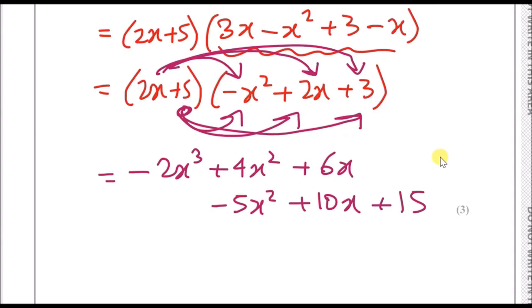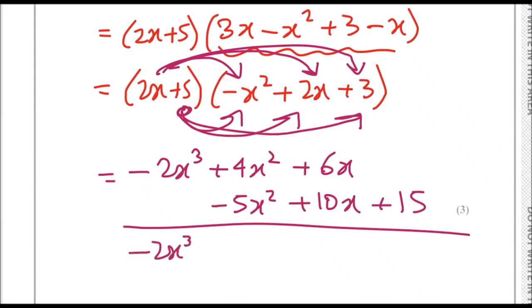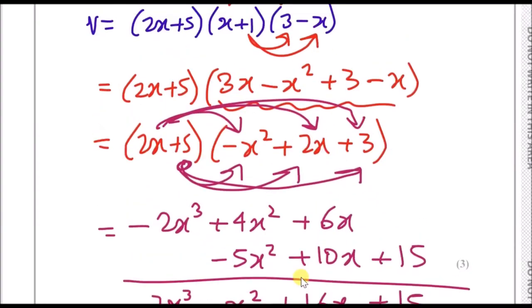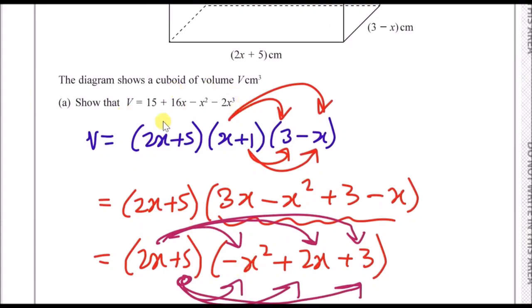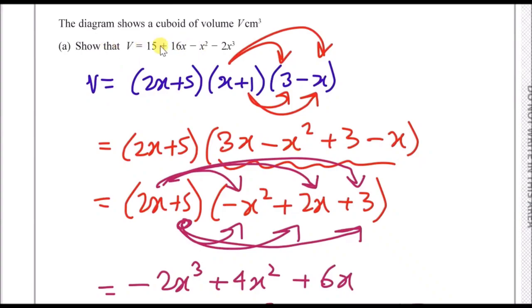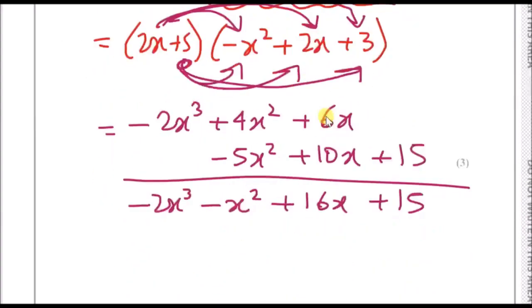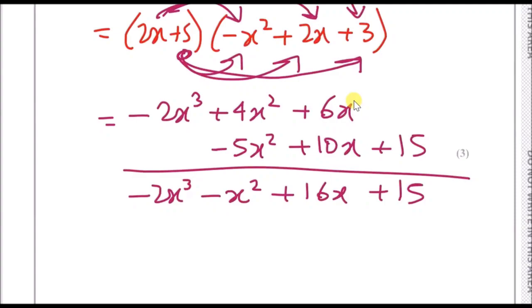Now finally, all you want to do is just put a line and then collect the terms. So in order, you've got minus 2x cubed. That goes first. 4x squared minus 5x squared is minus 1x squared. 6x and 10x is 16x and plus 15. And then checking with our result, is it the same? Yes, it is. Except they did it backwards. It shouldn't be a problem, but just for the sake of it, just also write it like that, yeah? So I would say volume equals this, and then copy this out in that order, and you're done.